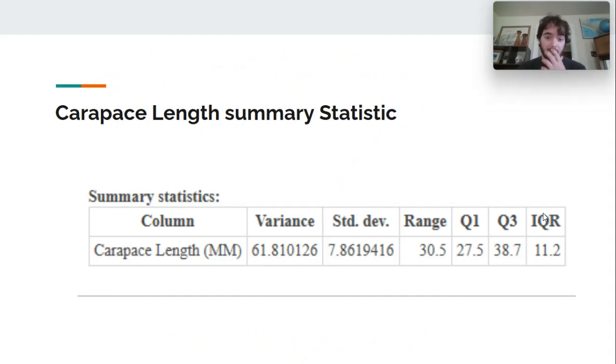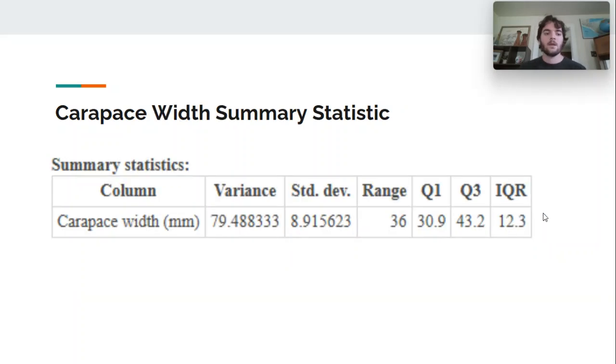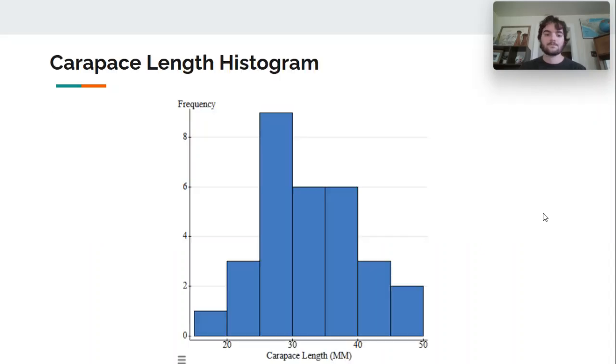Here's my carapace length summary statistics. So variance of 61.81, standard deviation of 6.86 or 7.86, range of 30.5, Q1 of 27.5, Q3 of 38.7, IQR of 11.2. Carapace width summary statistics, variance of 79.48, standard deviation of 8.91, range of 36, Q1 of 30.9, Q3 of 43.2, IQR of 12.3.